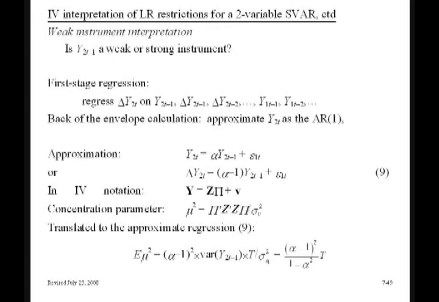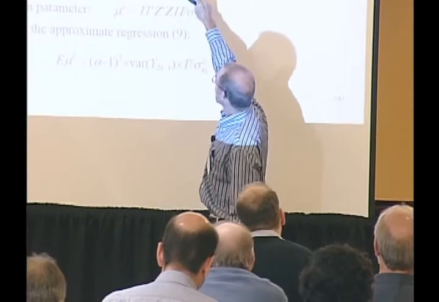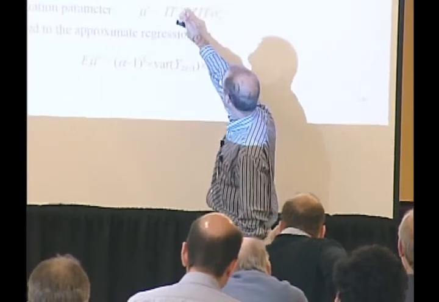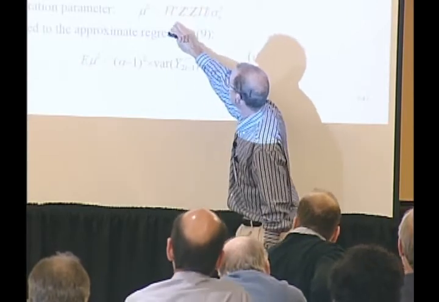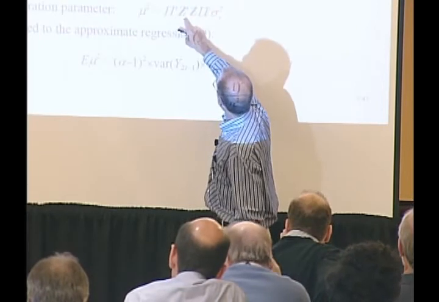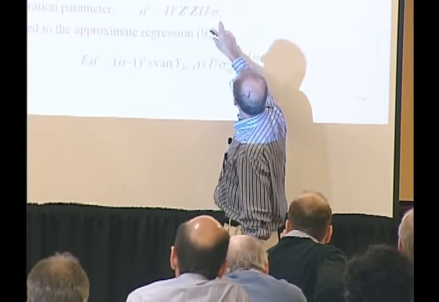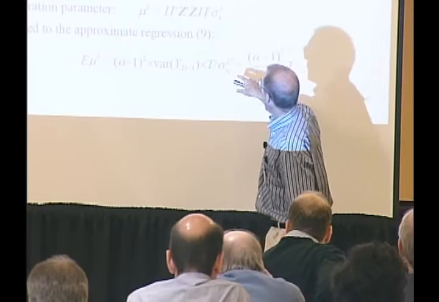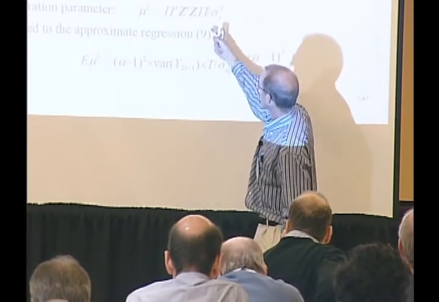In fact, if I do this back-of-the-envelope calculation where Y2 is an AR1, just to make this calculation simple, so delta Y2 is related to Y2t minus 1 with the coefficient alpha minus 1. Well, this is going to be a first stage regression in IV terminology, so I go back to my IV notation from yesterday. There's the concentration parameter, that's from yesterday. Well, pi is alpha minus 1, z is Y2t, sigma squared v is sigma squared epsilon 1. I plug everything in, I know what the variances are, I do the calculation.